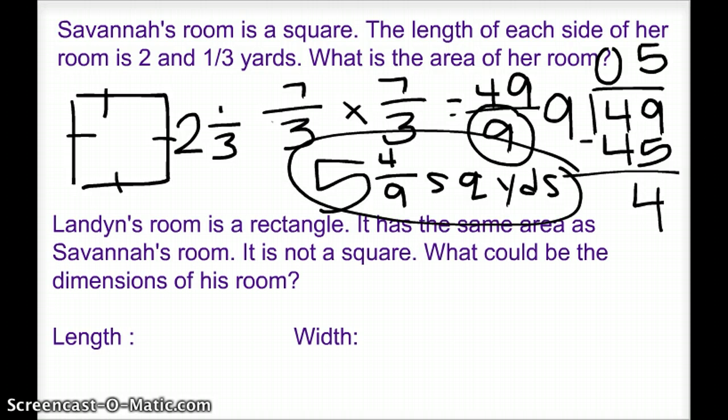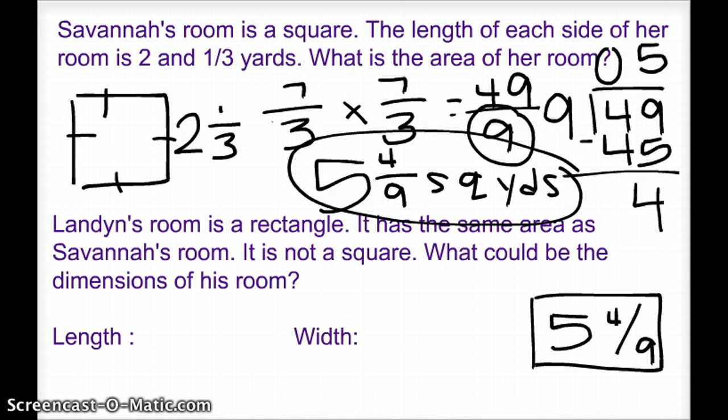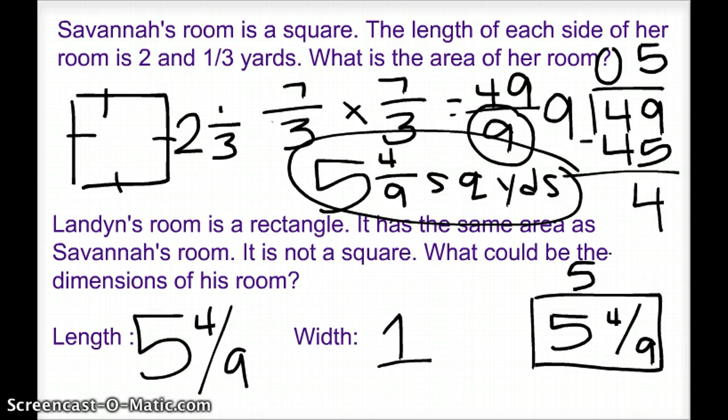Landon's room is a rectangle. It has the same area as Savannah's room, but it's not a square. It's a rectangle. Remember, a rectangle has opposite sides equal, but the inside is 5 4/9. Area still equals length times width. So I think the easiest way to do this type of problem is to say, well, the length is 5 4/9, and the width is 1. Okay, draw that picture to help you out. Easy peasy.